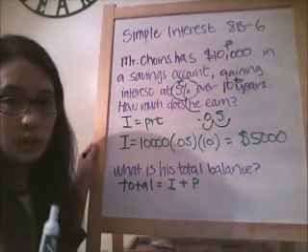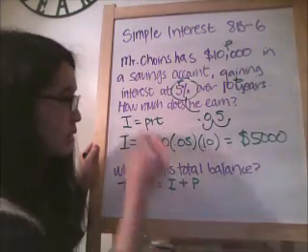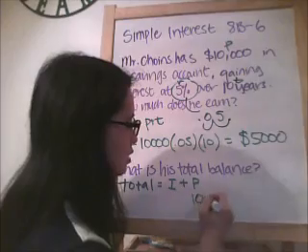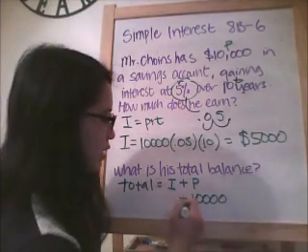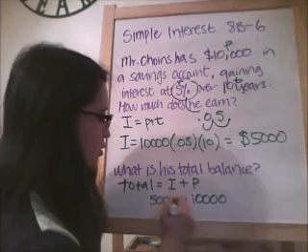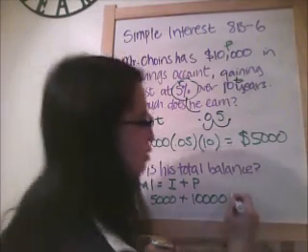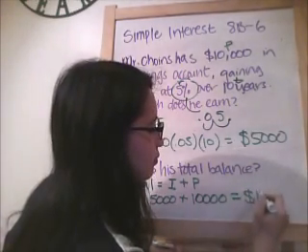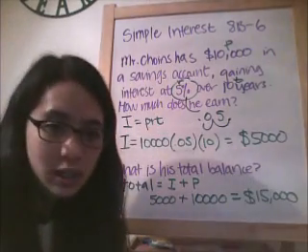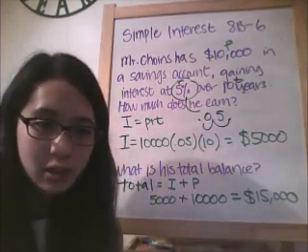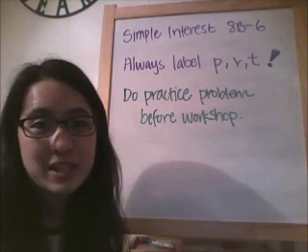So what was his starting amount? We said that earlier. It's $10,000. And then how much interest did he earn? $5,000. The total is $15,000. So after 10 years, if Mr. Cohens checked his bank account, he would have $15,000. That's it for simple interest.